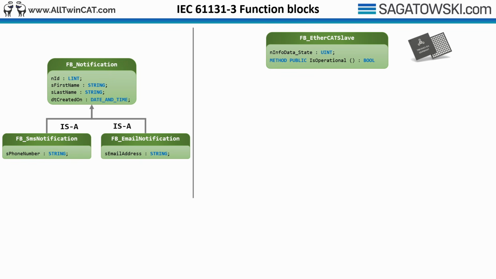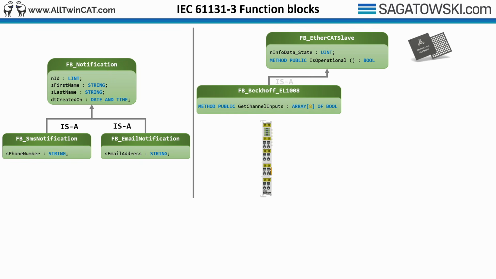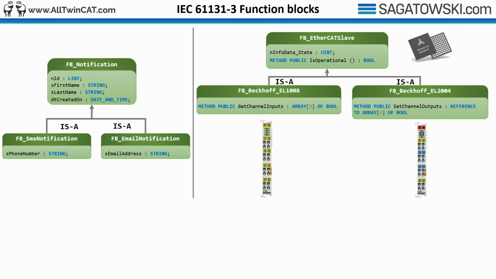Now there are many different terminals depending on what type of sensors and actuators you want to control. For example, we could have an 8-channel digital input terminal. This would be a function block FB_Beckhoff_EL1008, which is one type of terminal that Beckhoff provides. It provides its own special features such as reading 8 digital booleans, which is indicated by the array with size 8. Because it inherits the function block FB_EtherCATSlave, it also automatically has all the functionality of that function block, which means in this case it would have the isOperational method.